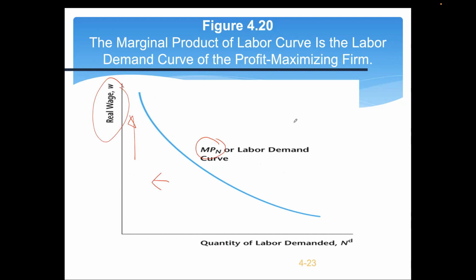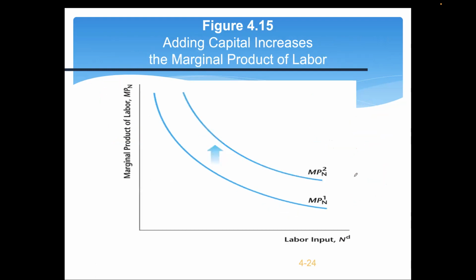And then later, when we have a labor supply curve, these two together, we are going to see the determination of the wage rate in equilibrium and the labor supply and demand in equilibrium, right? Now let's see how a change in capital can affect the marginal product of labor.